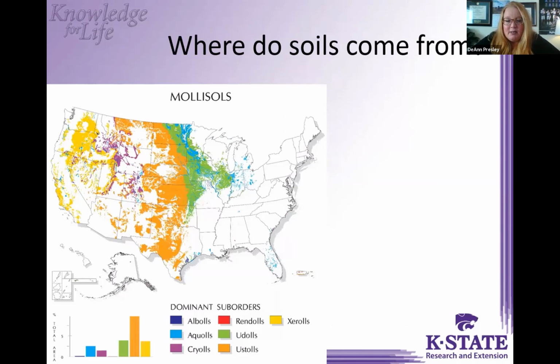And I'm a pedologist by training. If any of you knew Brian Carter when he was at Oklahoma State, he was a pedologist. So where do soils come from? I threw up a map of mollisols here. There are 12 soil orders, and mollisols are the really good ones. If you've got a lot of mollisols mapped in your state, that's a good thing, because mollisols are by definition high in organic matter.